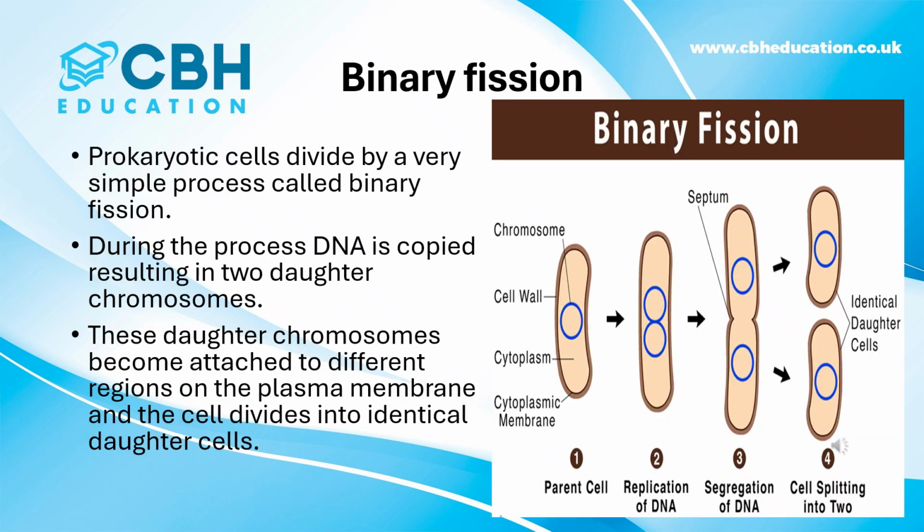And then finally, we have this process called binary fission. Prokaryotic cells divide by a simple process called binary fission, where the DNA is copied and results in daughter chromosomes. The daughter chromosomes then become attached to different regions on the plasma membrane, and the cell divides into identical daughter cells. A diagram is shown on the right-hand side of the process of binary fission.